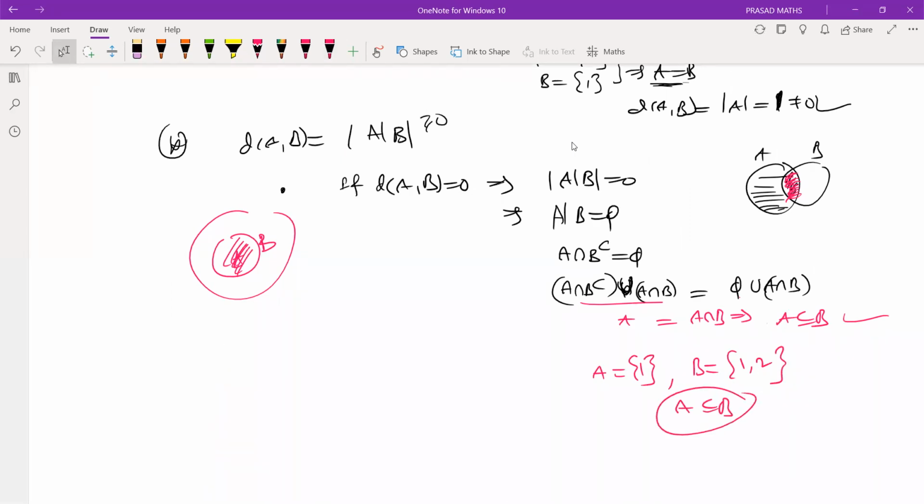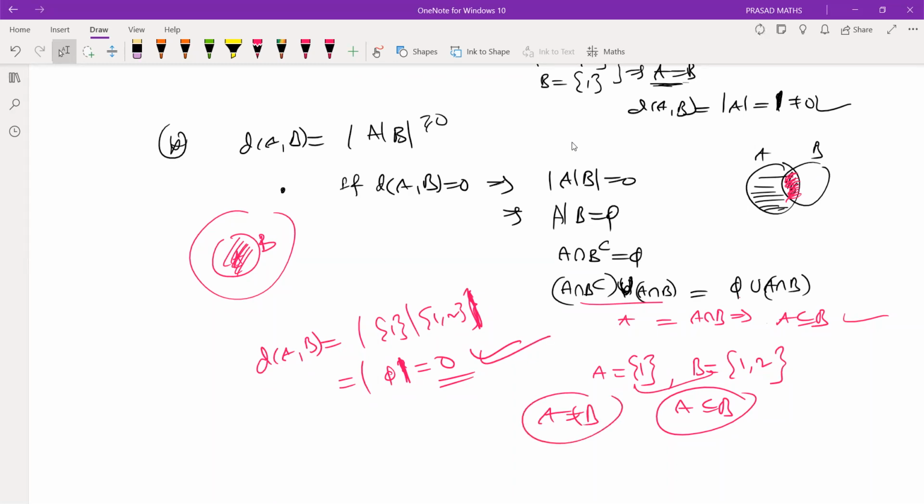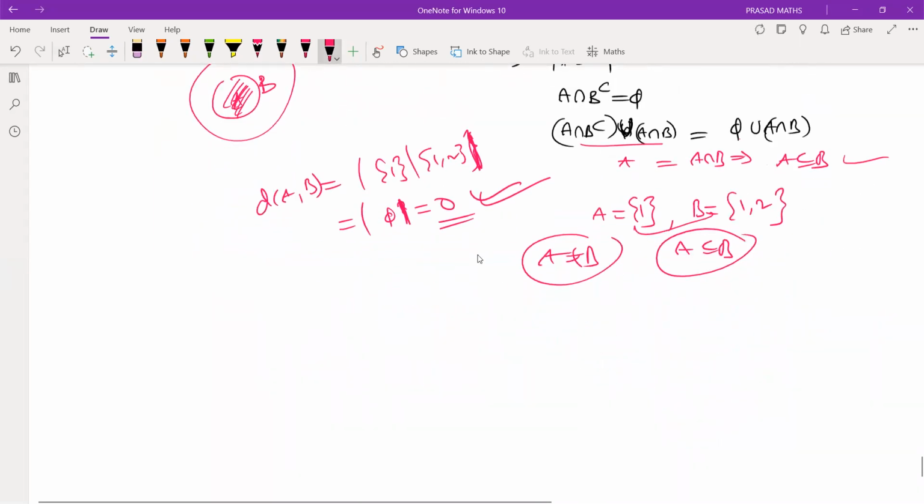There is no problem. Right? So what is the distance between A comma B? That means the cardinality of set {1} minus set {1, 2}. What is this? The cardinality of {1} minus {1, 2} is nothing but the empty set. The cardinality of the empty set is 0. Therefore, the sets are different, A not equal to B, but the distance is 0. Therefore, it is not a metric. Is it clear, Amma? Okay.